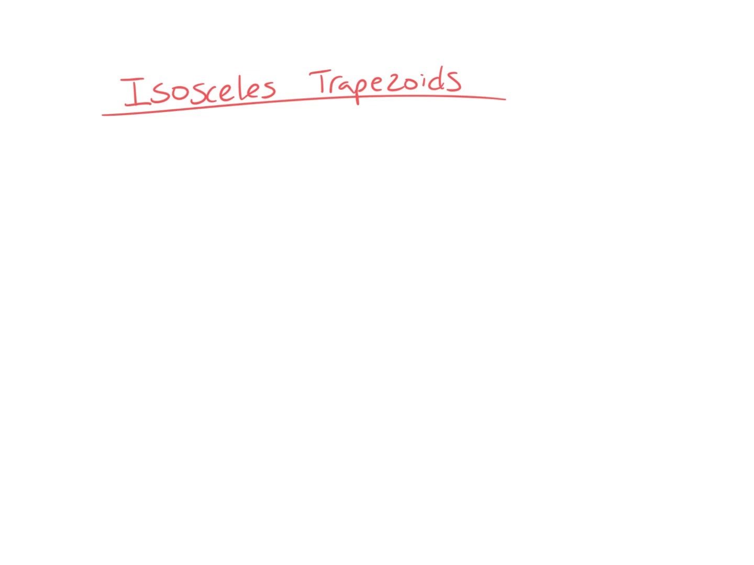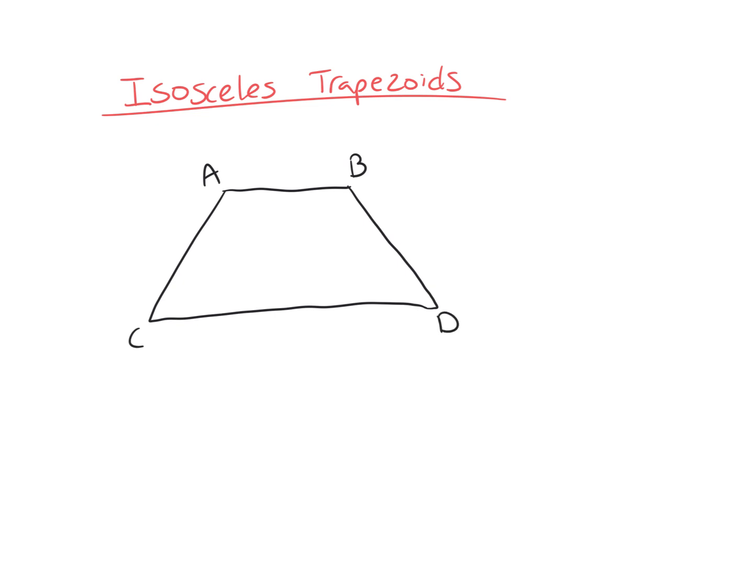Where have you heard the term isosceles before? Isosceles triangles. What does it mean to be an isosceles triangle? Two sides and two angles. Okay? Isosceles trapezoids pretty much follow that same thing. Go ahead and draw yourself a trapezoid, and just label it for now A, B, C, and D.